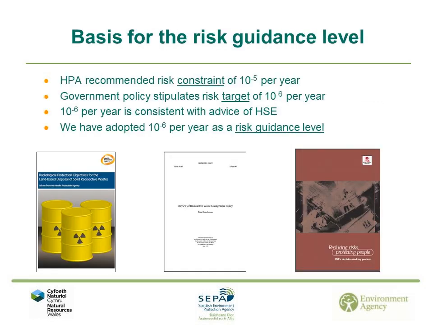Basis for the risk guidance level. A 2009 publication of the then Health Protection Agency on radiological protection standards for the disposal of radioactive waste recommended a risk constraint, that is, a limit that should not be exceeded, of 1 × 10⁻⁵ per year. This means a risk of death or heritable defect of 1 in 100,000 per year due to exposure to ionising radiation.